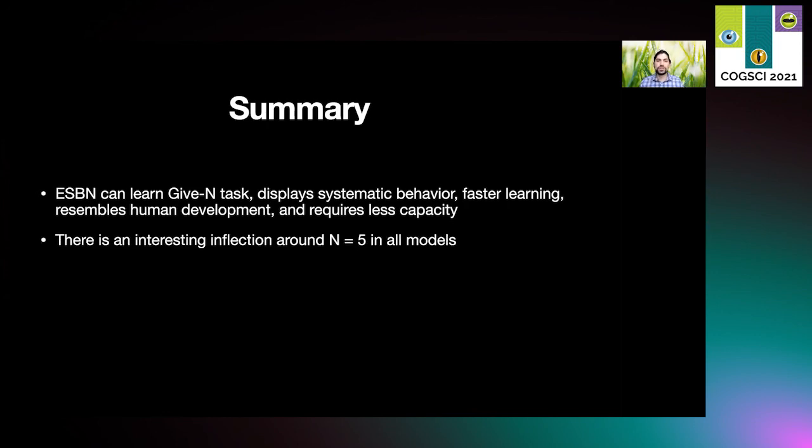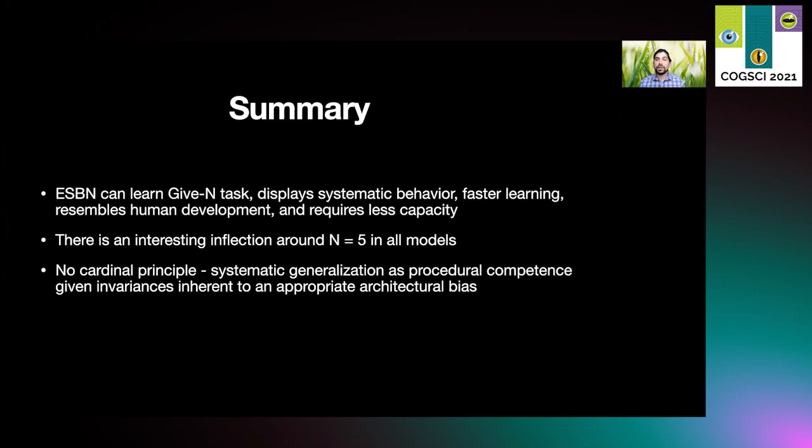It's also notable that there's an interesting inflection in all the models around n equals 5, where the ESBN starts to perform well and seems to start using the keys as a learning strategy, whereas the baseline models start failing around that point. And we're not trying to support any cardinal principle here. Rather, it's just that systematic generalization can emerge as a kind of procedural competence given the invariances inherent to the architectural biases we choose for our network. And there's some adjacent models that we look at in the paper to discuss that further.